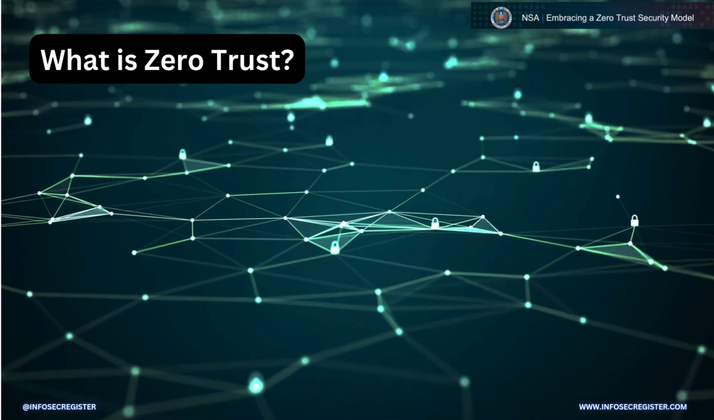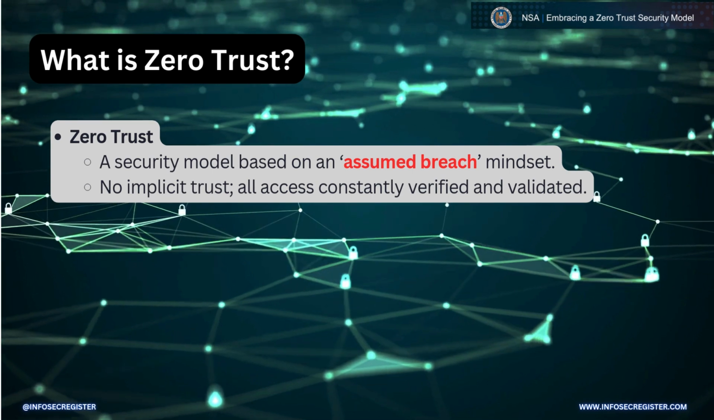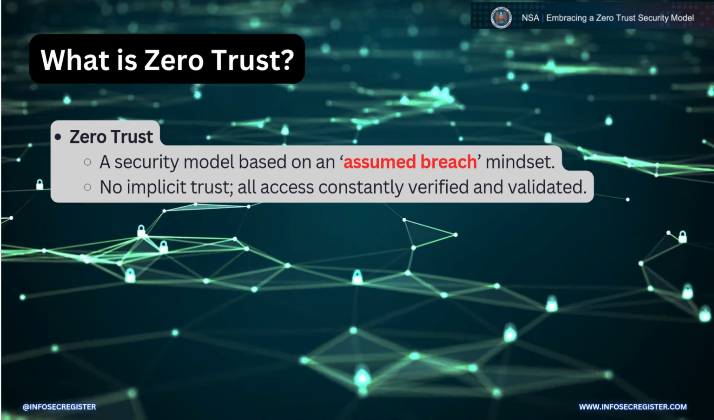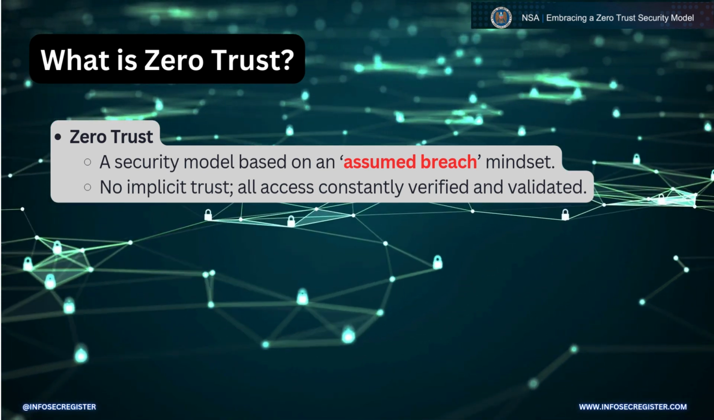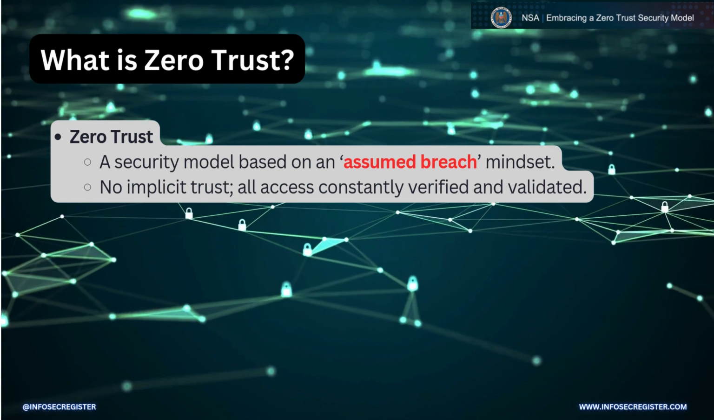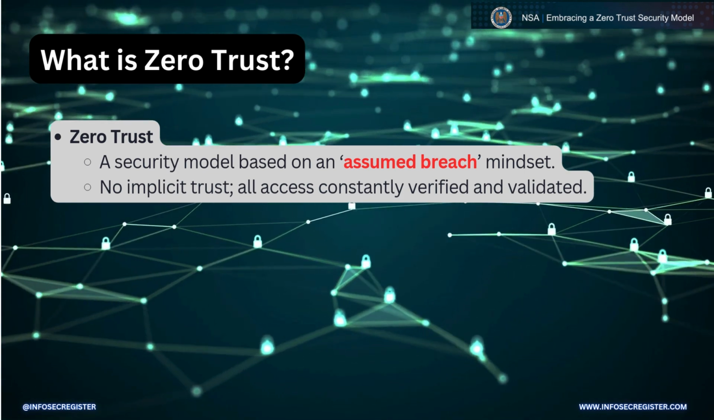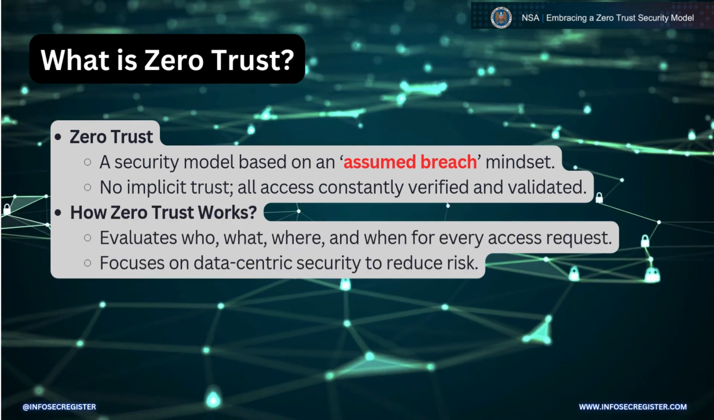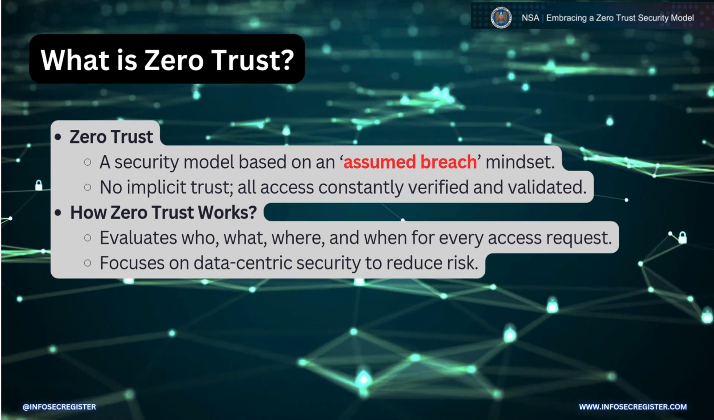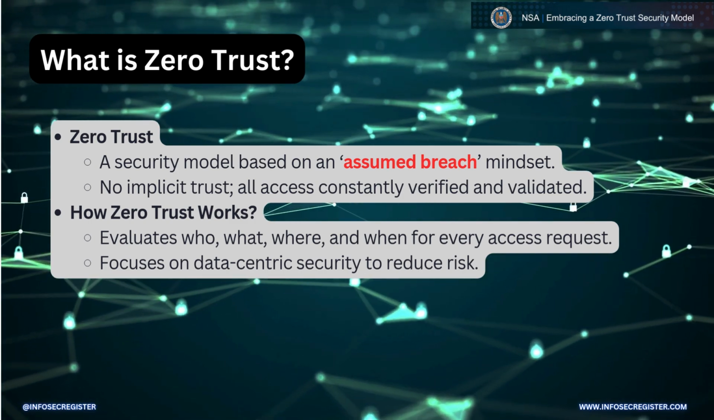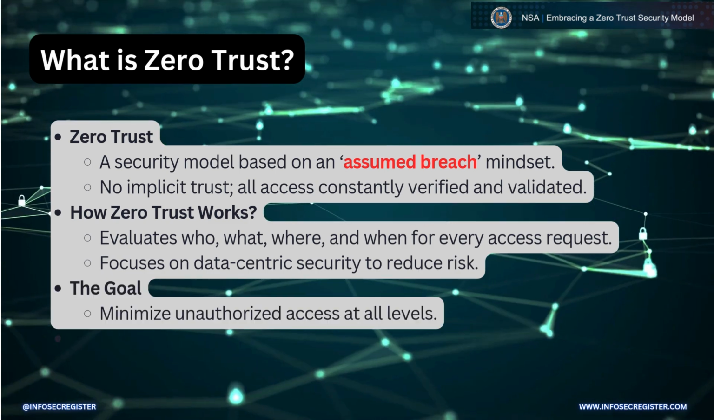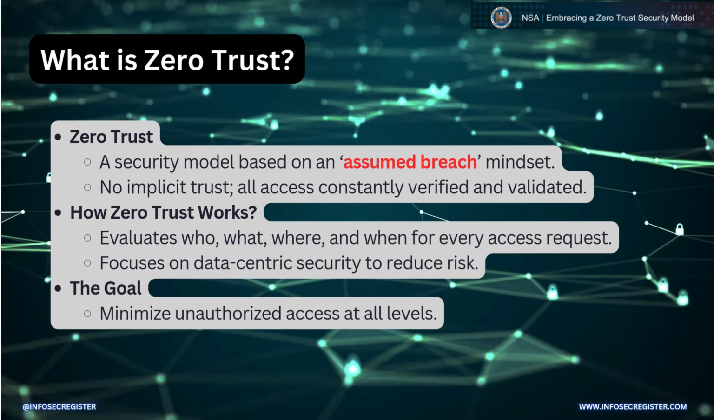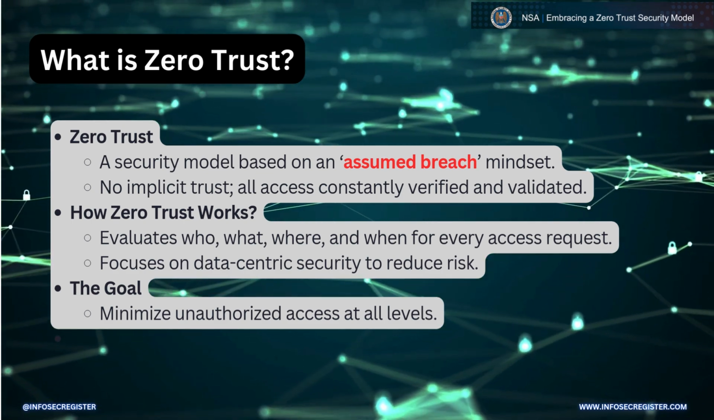So, what exactly is Zero Trust? Zero Trust is a security model that operates under an assumed breach mindset. This means it doesn't rely on implicit trust within the network. Instead, it constantly verifies and validates every connection request. With Zero Trust, every access decision considers factors like who is accessing, what they're accessing, and where and when the access occurs. This data-centric approach allows us to minimize the risk of unauthorized access at every level.